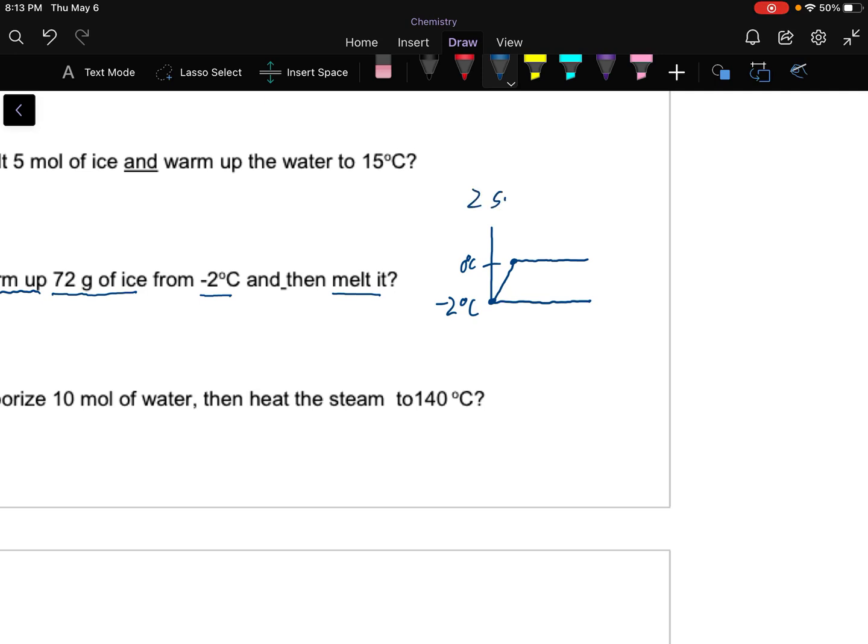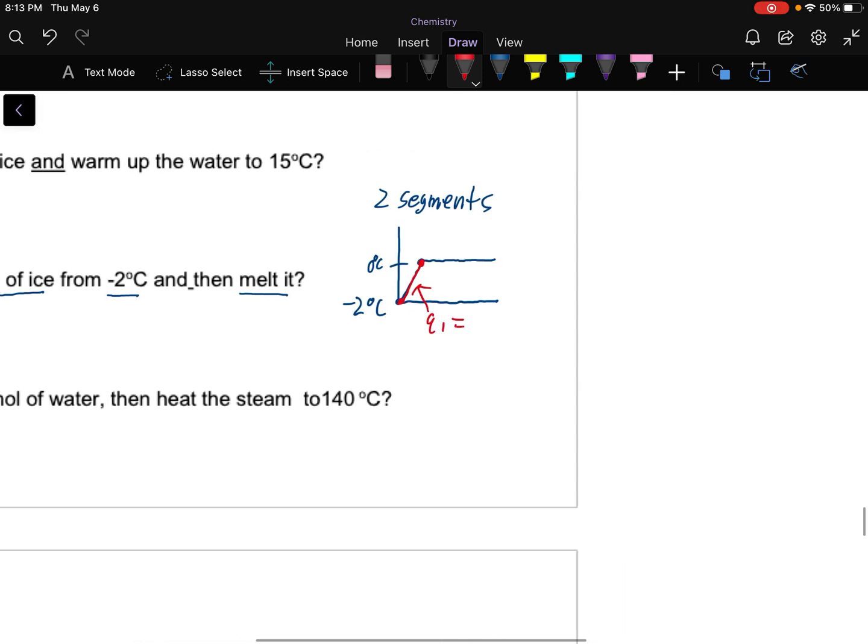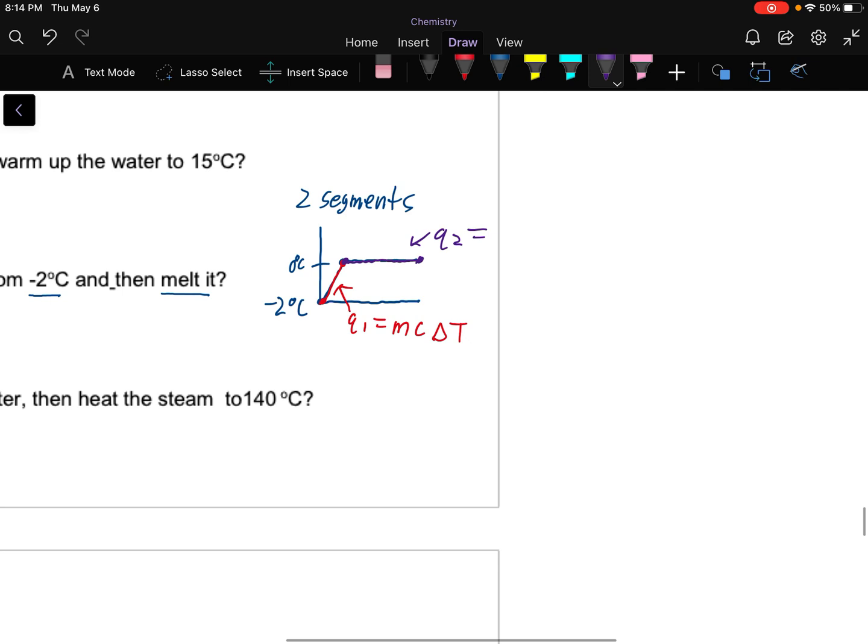And we see from the graph that there's two segments. The first segment, I'll call it Q1, and the heat is calculated by the mass times the specific heat of ice times the change in temperature. The second segment, which is over here, Q2, or the amount of heat needed, is calculated by the number of moles times the heat of fusion. And we use the heat of fusion because it's changing from a solid to a liquid.